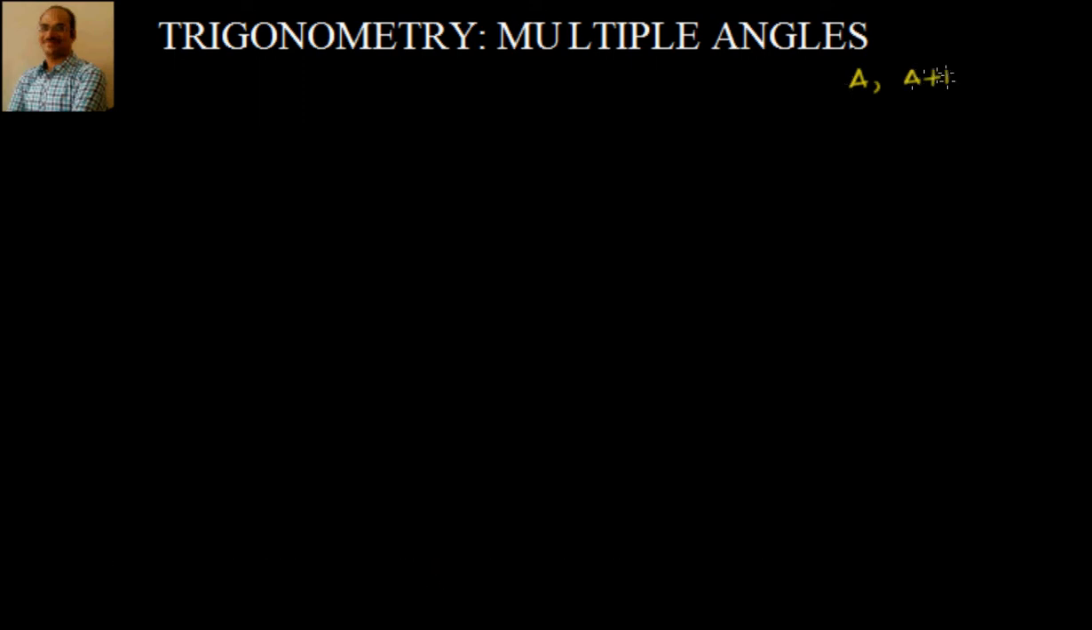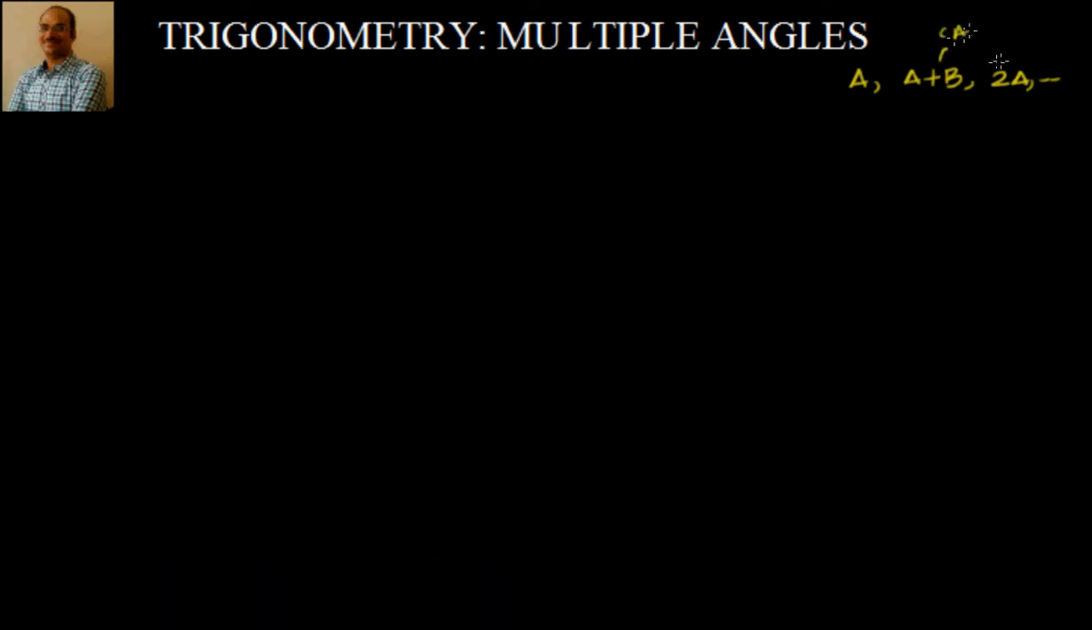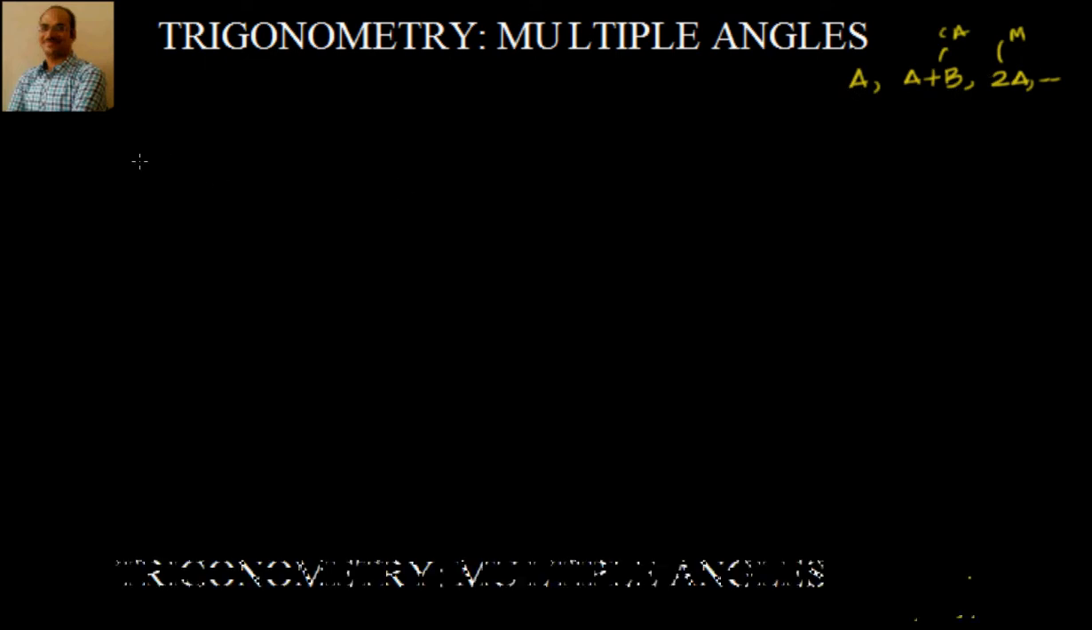A, then we went to A plus B, compound angles, then now we are into 2A's. These are compound angles and these are multiples. So 2A is over. Now let us see 3A. That's how generally we go. So let's also see what is 3A.